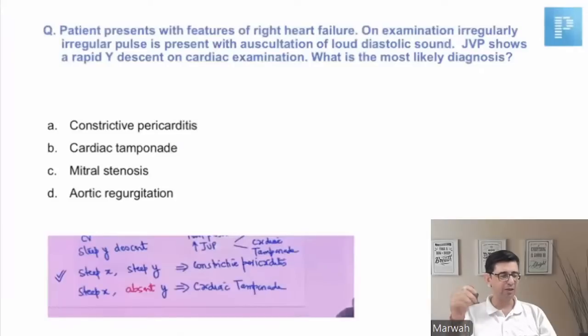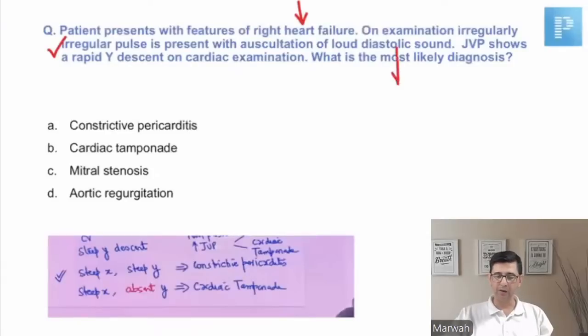Let's start with the first one. We have a patient who has features of right heart failure, an irregular pulse, so maybe the atria were dilated, and auscultation reveals a loud diastolic sound. I'm going to come to that question. Give me a couple of seconds.